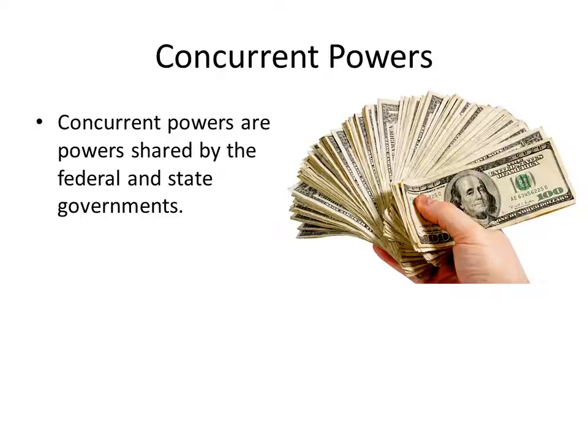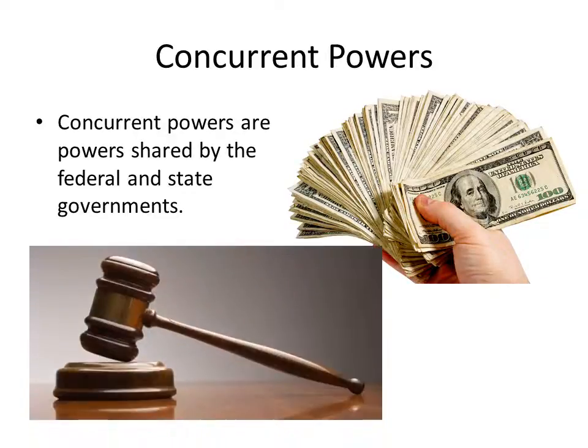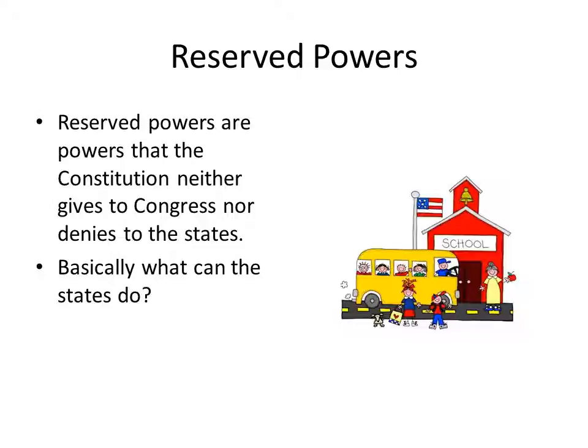For example, both can tax and both can create laws. Reserved powers are powers that are only given to the states. So basically, it's what can the states do without too much federal government control. So one of the things they can do is education. There is a little mixing of the federal government, but states are primarily responsible for education.